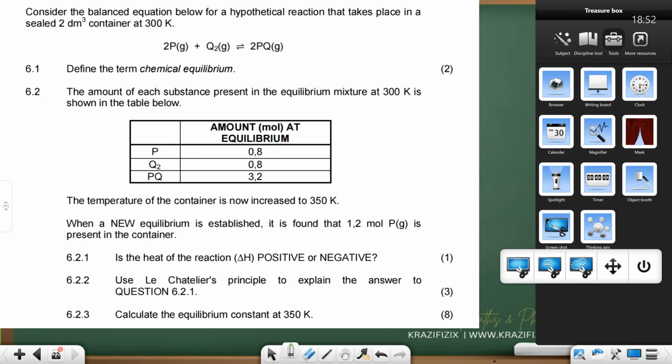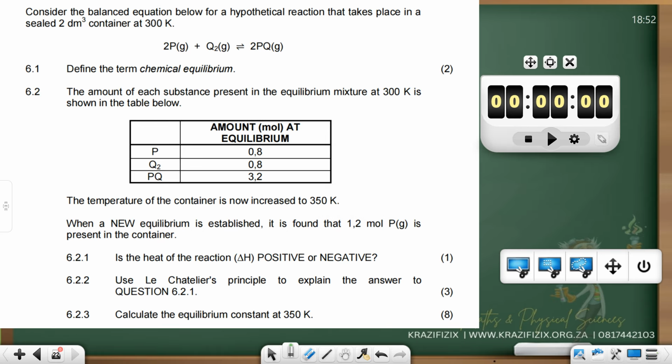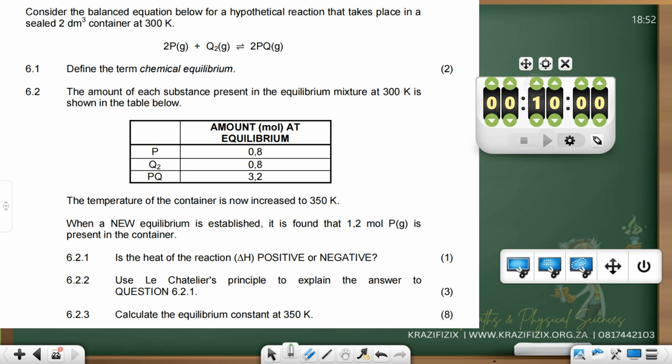I need that table answered. Come quickly. Let's see what you can remember. 10 marks. You don't need more than 10 minutes.